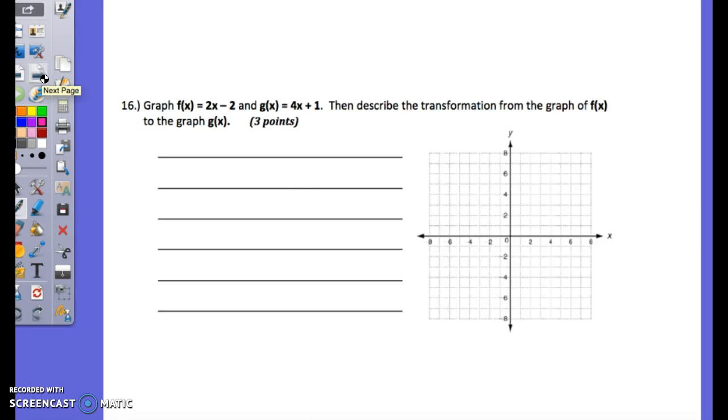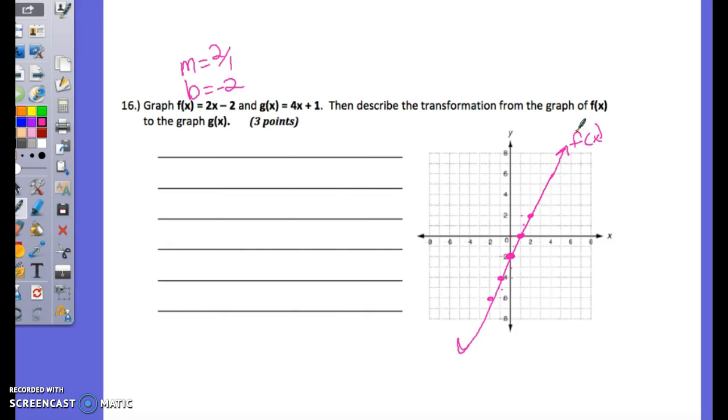Number 16, you had to graph f of x and g of x. For f of x, my slope is 2/1. My y-intercept b is -2. So I'm going to go down to -2, up 1 and right 1, up 2 and right 1, then down 2 and left 1, down 2 and left 1. And graph my line, and I have f of x.